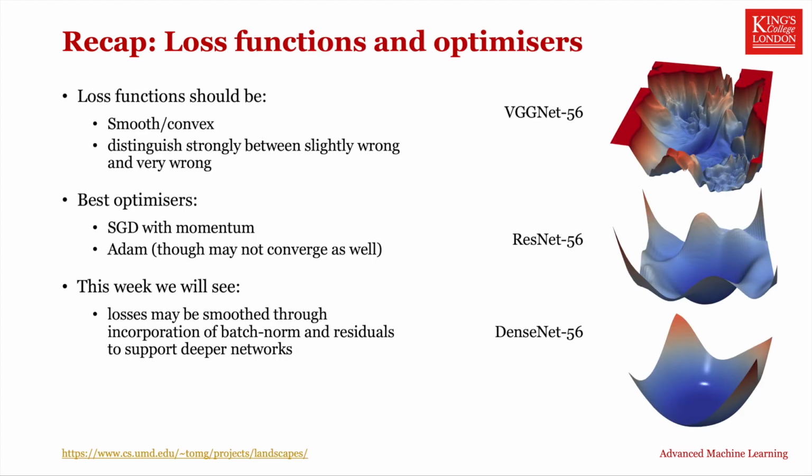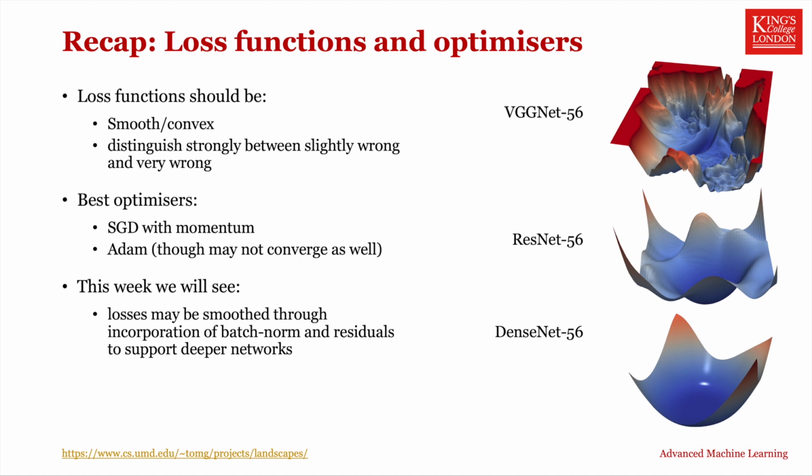After that, we looked at loss functions and optimizers. What we ideally want from a loss is for it to be smooth and convex, and to distinguish strongly between slightly wrong and very wrong answers. This can typically be fulfilled for a single neuron loss, but for networks which combine millions of parameters, it becomes much less likely to see. For example, here, and in last lecture, we showed an example of the VGG loss landscape, which was one of the first big CNN architectures.